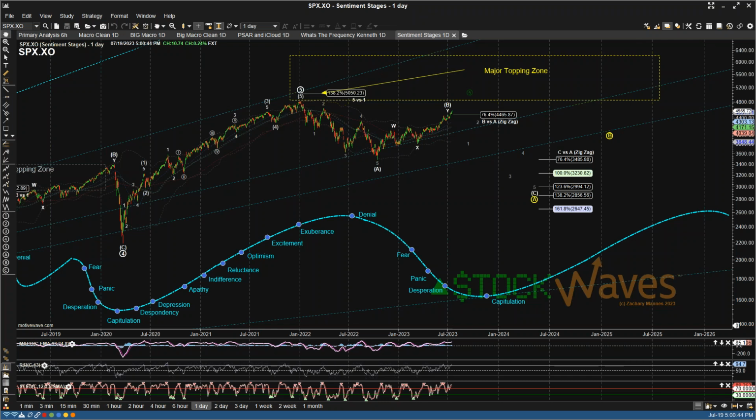Our B wave here is inching a little bit further in extension, just now passing the 76.4% retrace. That is a very normal retrace for a B wave, but because our A wave was 5 waves down off of the December, January 2022 high, we could not rely on getting such a big B wave.